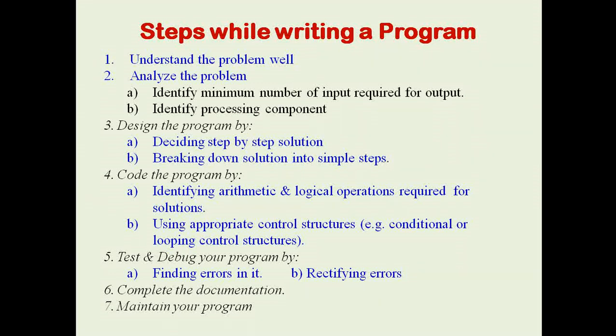Conditional structures are used when we are supposed to compare two things. For example, we have to compare two numbers, so we can check a greater than b or b greater than a or a equals b, like that. So these are called conditional statements. And looping control structures are the control structures in which a particular set of statements or a part of the program is repeated or executed more than once using some specific condition.